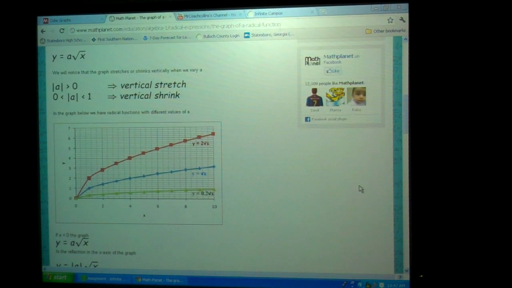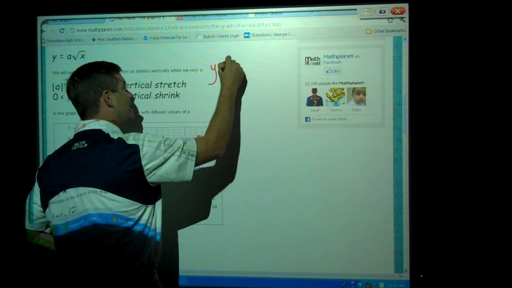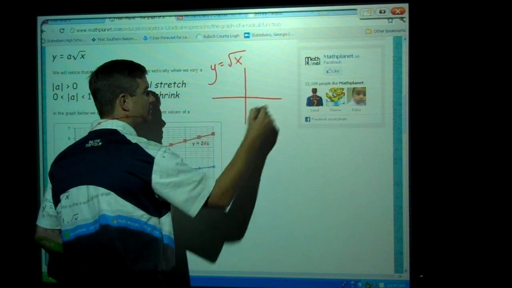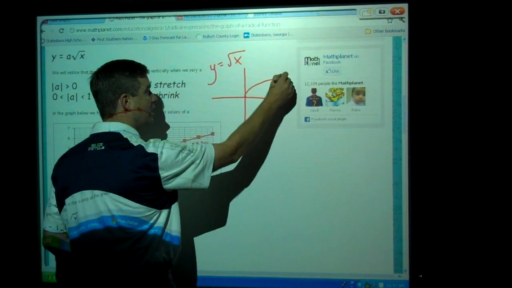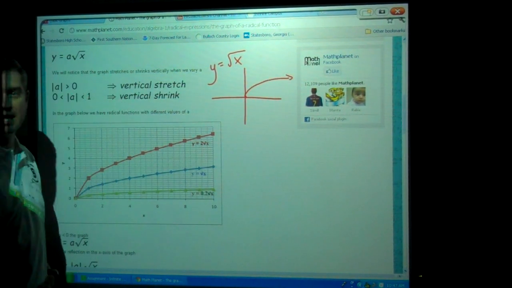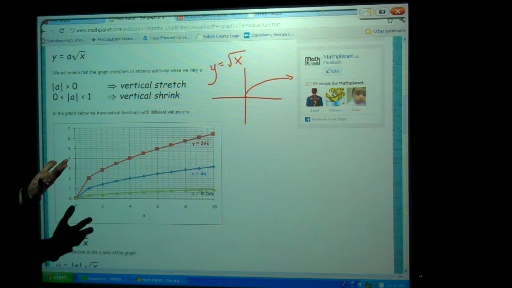Okay. All right. So let's look here. What does the graph of y equals the square root of x look like? Where does it start? We just did it. 0, 0. Starts at 0, 0, and it goes up and up and up and to the right like that. That's what it looks like. That's the parent graph, the one you should have memorized.